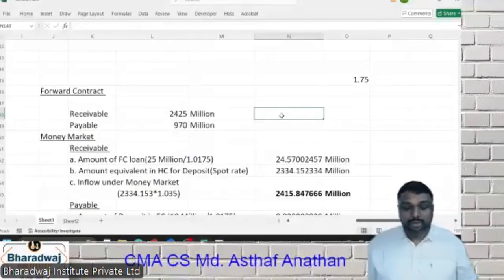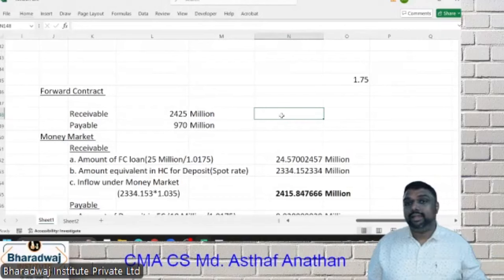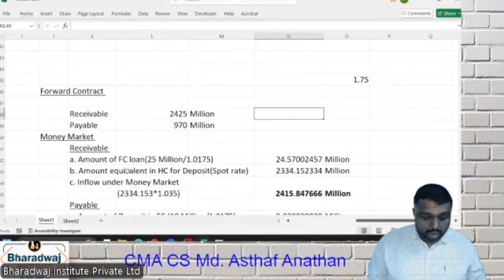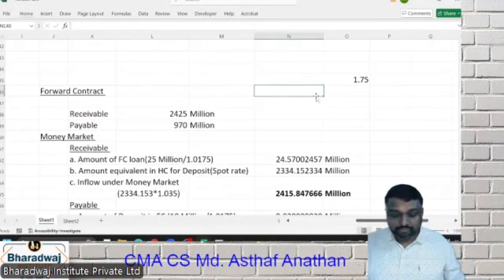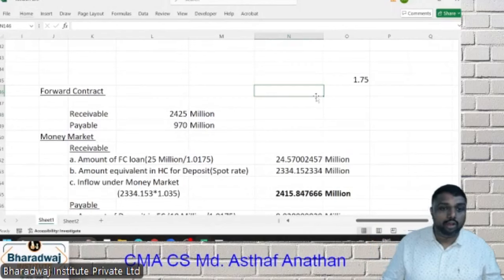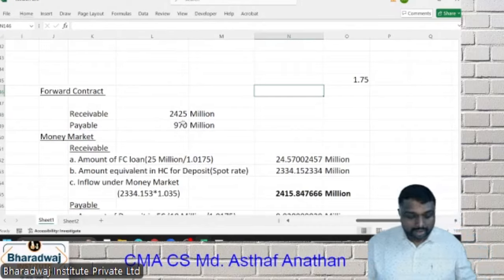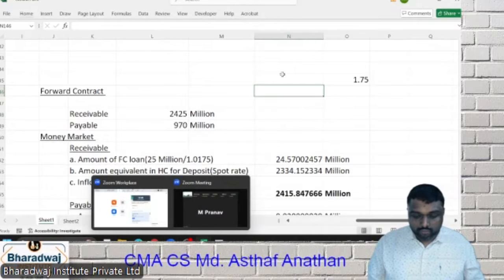What is a separate table? Receivable, payable, then net for forward, everything. Or else I can also share the suggested answer table with you, so that you can get a better idea. So shall I go for it?